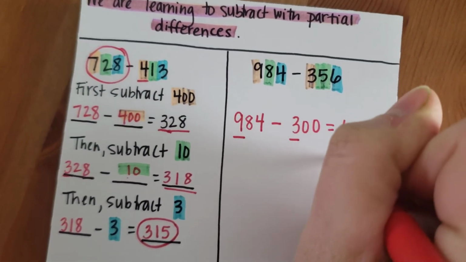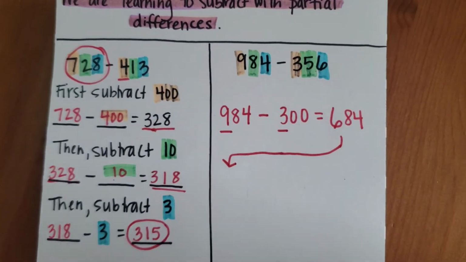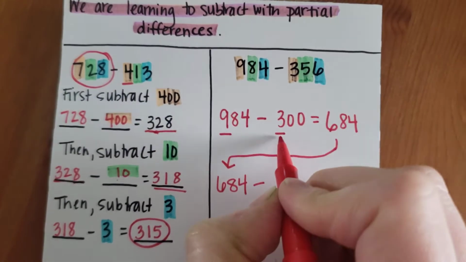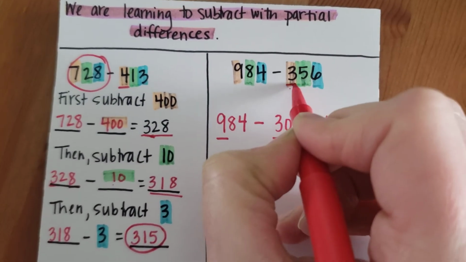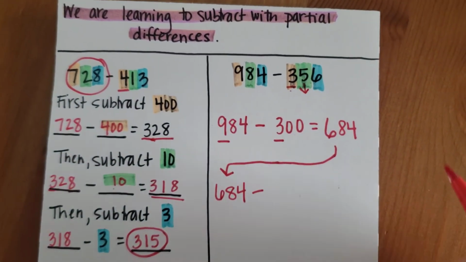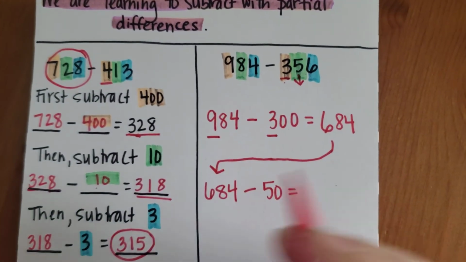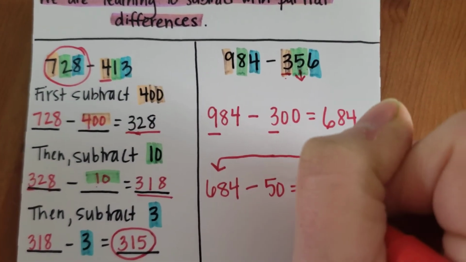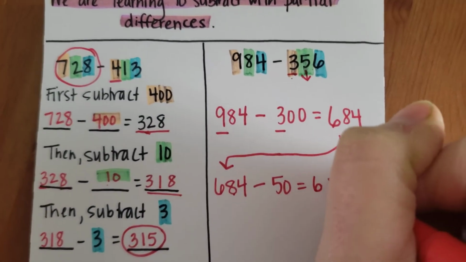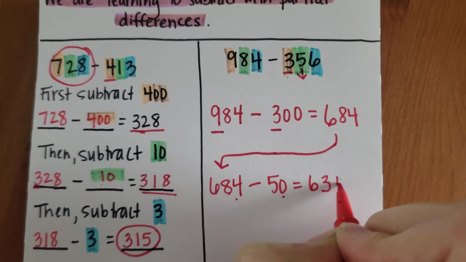Remember, all we're going to do is bring this number down, and that's going to be our starting point this time. So 684 minus, I've already done my hundred spot, so now I need to do my 10 spot, and there's a 5 there, so that's worth 50. So I'm going to do 684 minus 50. I don't have any hundreds, so my 6 stays the same. 8 minus 5 equals 3. And 4 minus 0 equals 4.